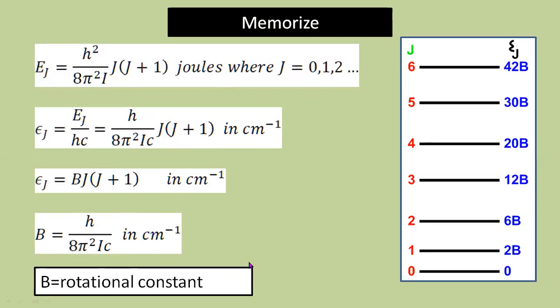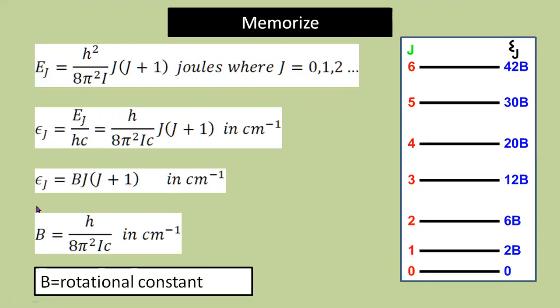Now let us plot that. If you put J equal to 0, the energy is 0. If you put J equal to 1, what will be the energy? 2B. If you put J equal to 2, the energy will be 6B. If you put J equal to 3, you will get 12B. If you put J equal to 4, you will get 20B, and 5 gives 30B, and 6 gives 42B. Okay. So these are the energy levels which I derived using this equation.